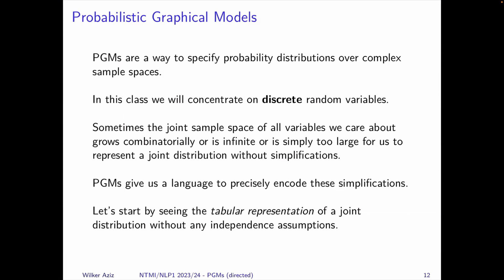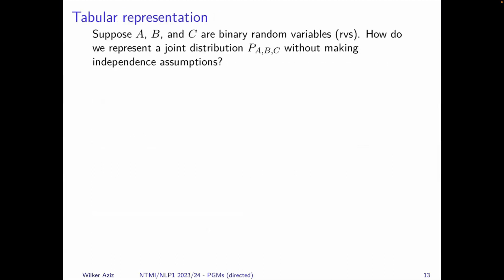Sometimes the joint sample space of all variables grows too fast, or is infinite, or it's simply too large for you to represent a joint distribution without simplifications, and then you will turn to PGMs, because PGMs give you a language to precisely encode the simplifications you are after. We start by seeing what's known as the tabular representation of a joint distribution. We start by making no independence assumptions, so I can once again show you the magnitude of the problem, and then we're going to fix it.